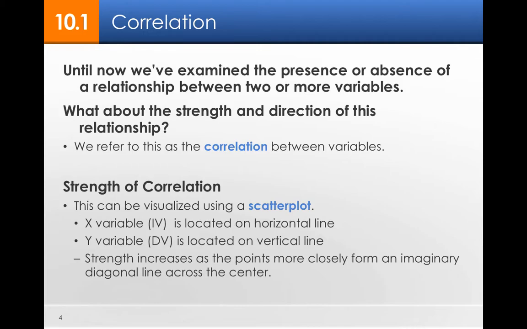When we think about strength of correlation, we think about a scatter plot. Our x variable, the independent variable, is on the horizontal line, and our dependent variable goes along the vertical line. Strength increases as the points more closely form an imaginary diagonal line across the center.